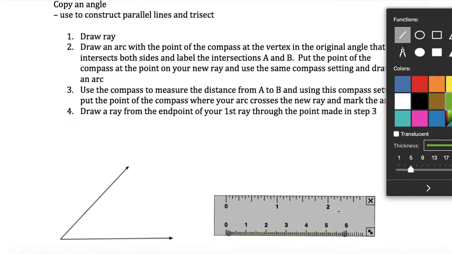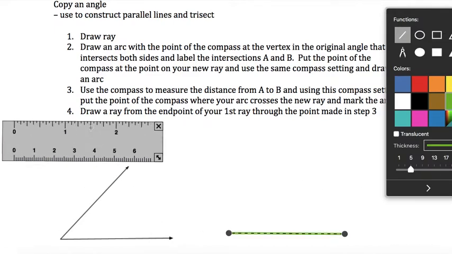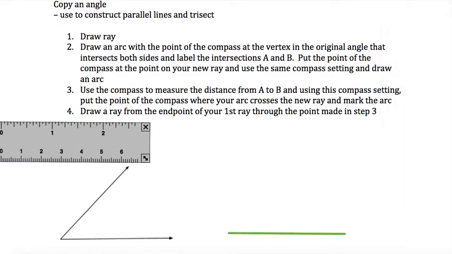Since I have computer magic, I can draw straight lines using my straight line setting, but just line up your straight edge and create your ray. Remember that rays have arrows at one end. So we have an endpoint and we have an arrow.